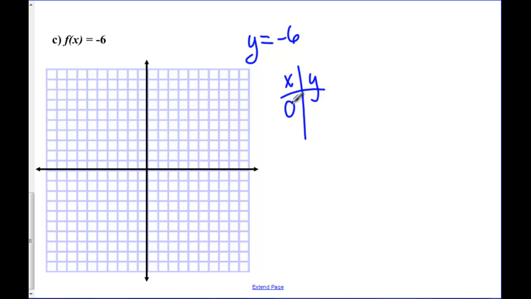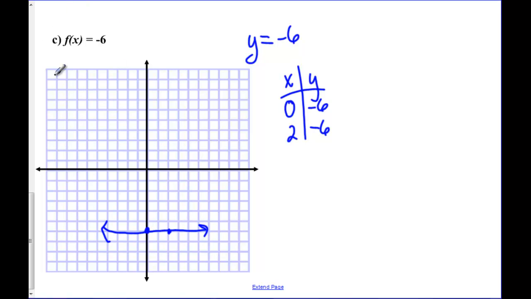So we'll pick x as 0, so y will be negative 6. And pick x is 2, I like it. And so y is negative 6. So we got 0, negative 6. I think that's right. Yep. And 2, negative 6. Good enough.